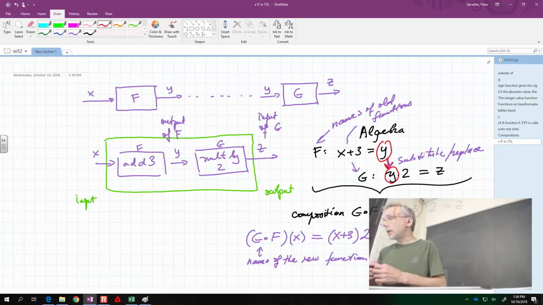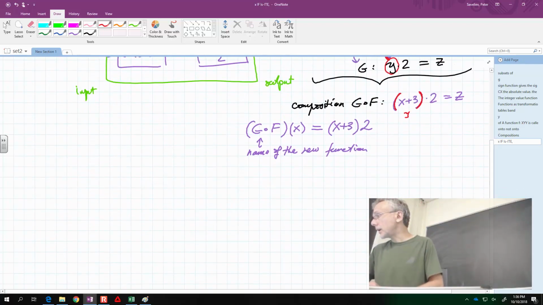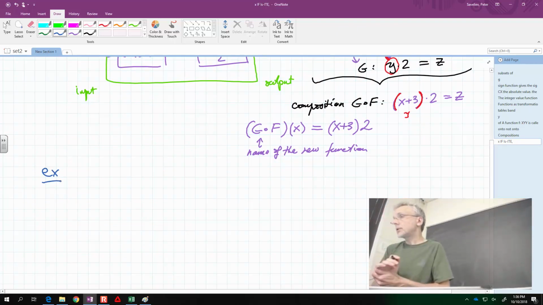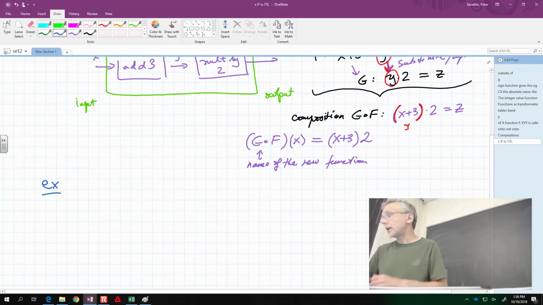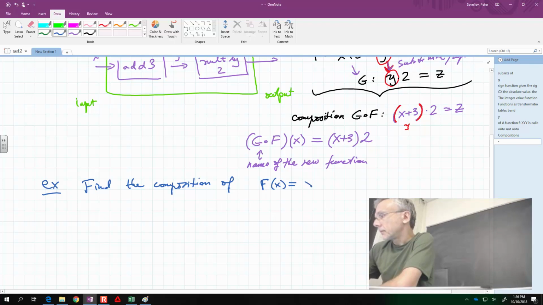Okay, so let me carry out another example of this kind, just for practice. Let's set aside the diagram, even though it's probably a good idea to keep it in mind. So let's say, find the composition of two functions. Say f of x is equal to x squared minus 1, g of y is equal to square root of y.